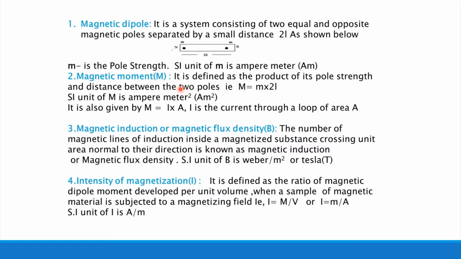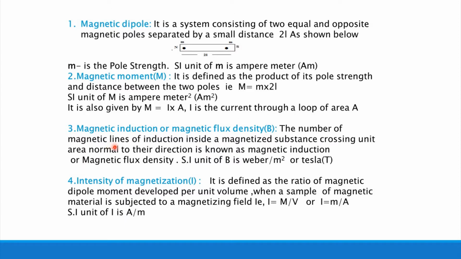The second term is magnetic moment, a physical quantity. It is defined as the product of its pole strength and the distance between the two poles, that is M is equal to m into 2L. The SI unit of M is ampere meter square. It is also given by the product of current and area, where I is the current in the loop of area A.